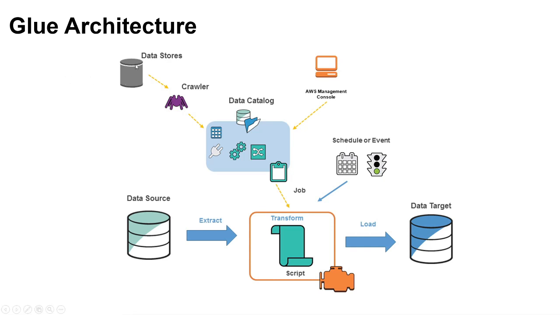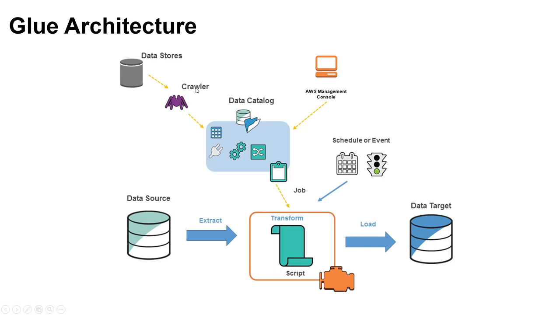If you can see on the top, we have a data store. In a data store, you can understand what your data source is. Suppose you have data coming from Amazon S3 or RDS. These are all data sources, data stores, from where your data is present. That is nothing but your data stores.